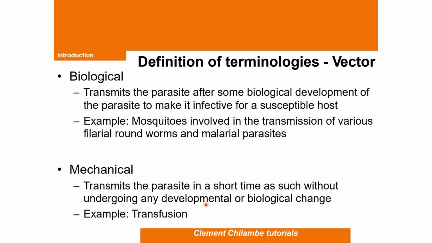The mechanical vector transmits the parasites in a short time, as such, without undergoing any development or biological change. An example is a transfusion. We have transfusion transmitted parasites. Toxoplasma gondii is a transfusion transmitted parasite, plus other parasites, that can infect a human being. So now you know the difference: biological needs to undergo some development; mechanical does not need any development or biological change. And we have examples here.